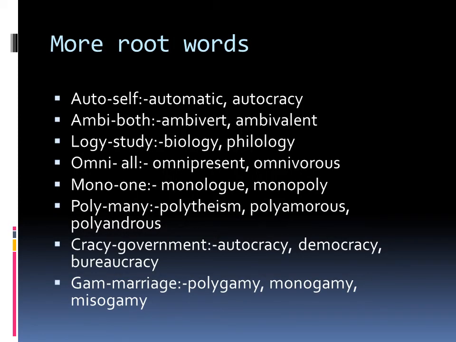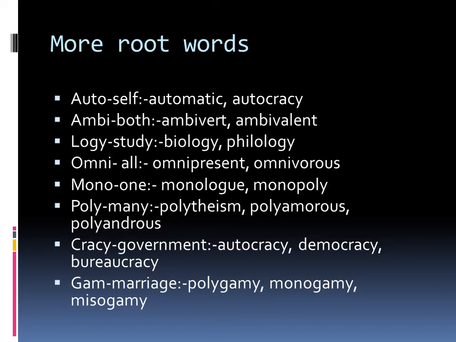Here are some more root words. Auto means self. What can be the words? Automatic, autocracy. Automatic means without any external control. And autocracy means a government held by a single individual.